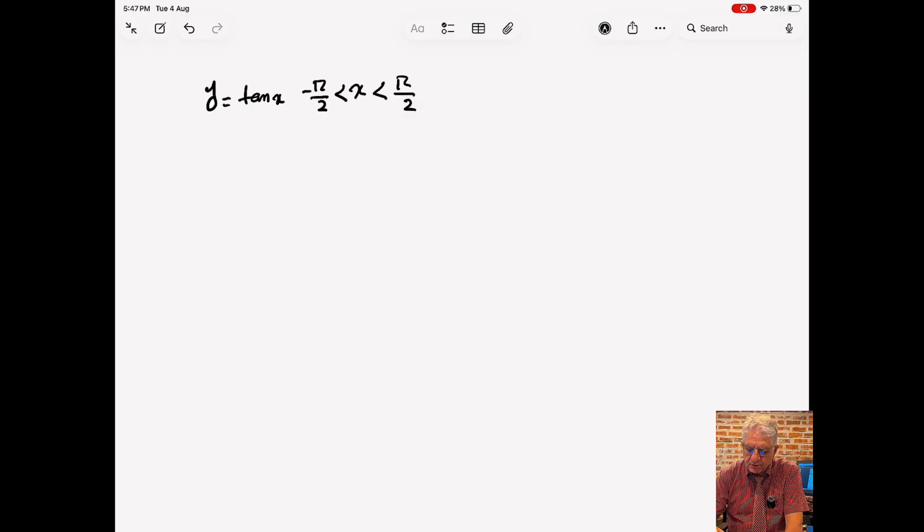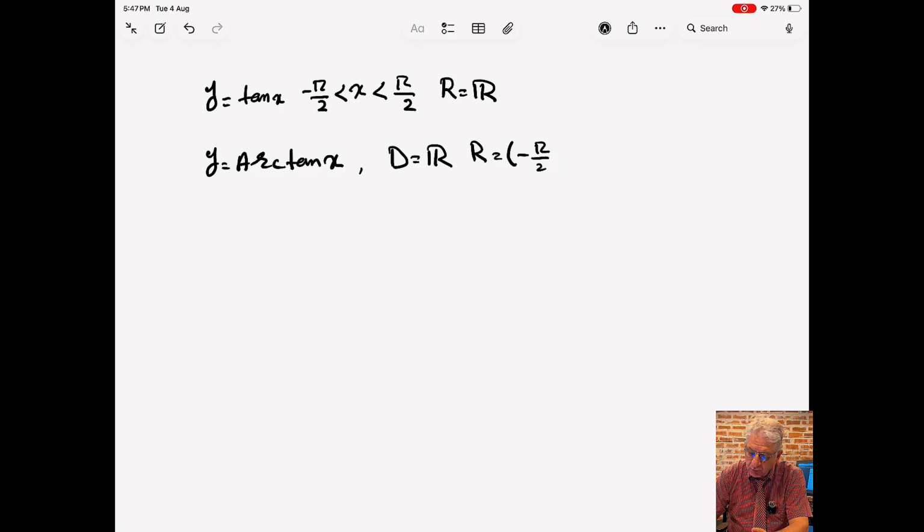And the range of this function is R, all the real numbers. Therefore, you can say the range is equal to R, and the domain is between negative pi over 2 to pi over 2. Now, if you are going to define y equal to arc tan of x, in that case, the domain of the function will be R, and the range of the function will be the open interval minus pi over 2 to pi over 2.